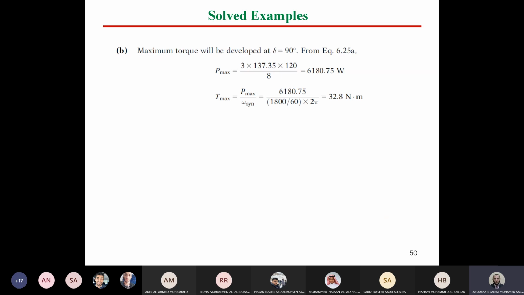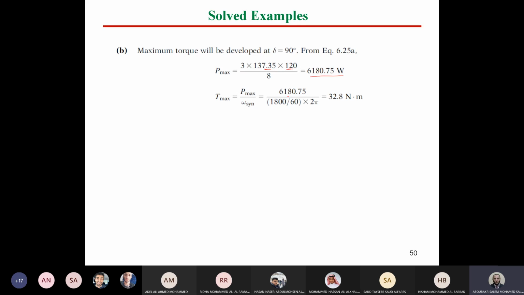For part B, maximum torque is needed, so simply we can now calculate the maximum power. We already calculated EF, and it will be the same, and V terminal is the same. XS is given, so we can get the value of maximum power. This is the value of maximum power at this excitation value. After that, we need to calculate torque. So simply torque equals power over speed, and you know the speed of a synchronous machine is constant all the time.